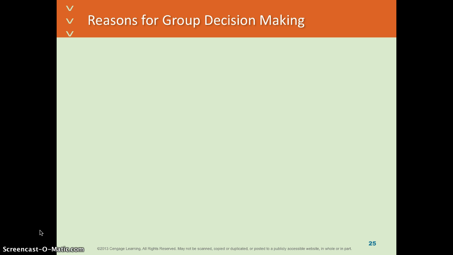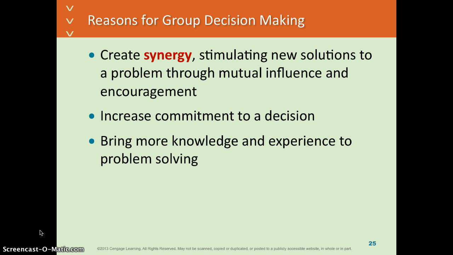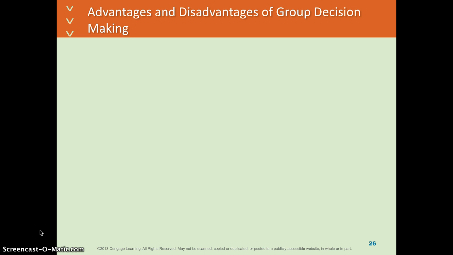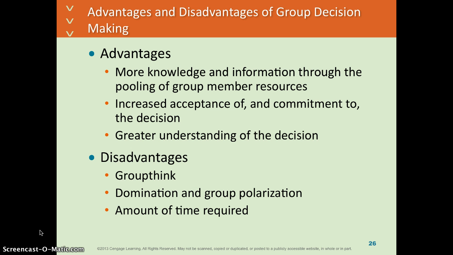Why would we have some group decision making? Synergy. You're basically taking and compounding the availability of information. More knowledge. What's the advantage? Better understanding, more knowledge, better acceptance. Disadvantages: groupthink, group polarization, and it takes longer.